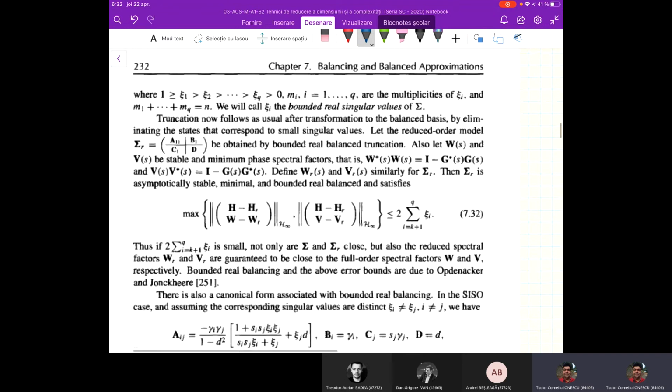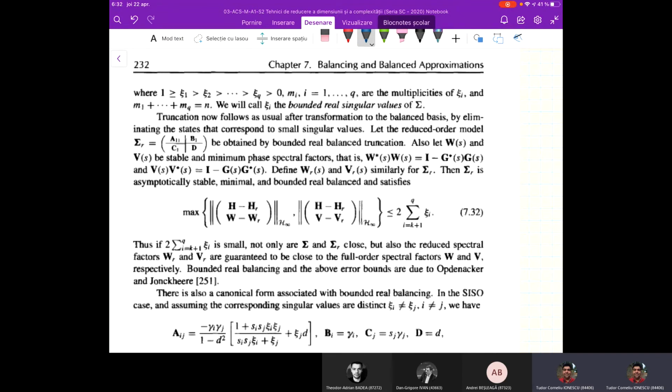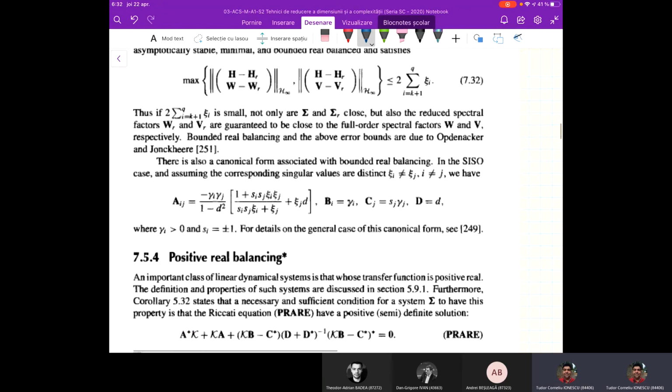It's an extension. So these quantities here are called the bounded real singular values of the system sigma. And of course, based on these bounded real Hankel singular values, you can do truncation. And furthermore, you can also compute an approximation error bound.